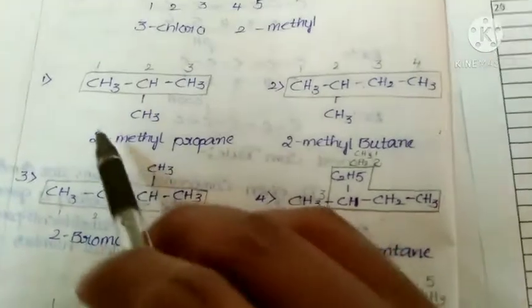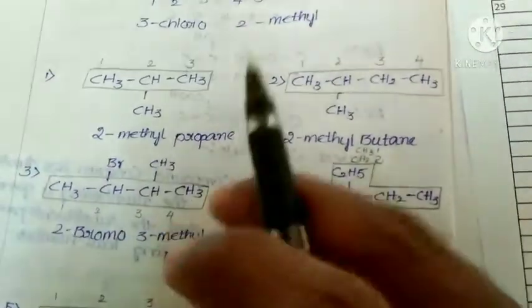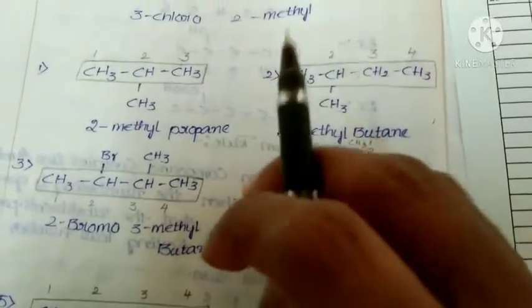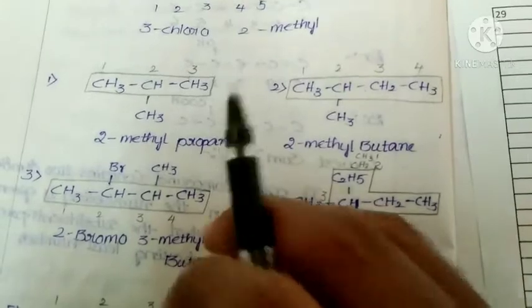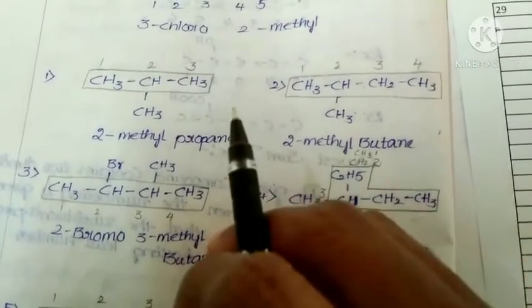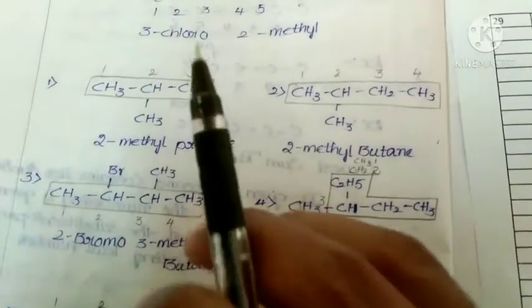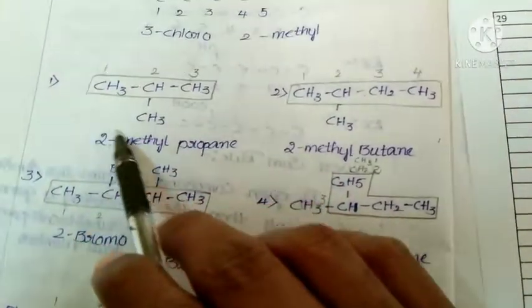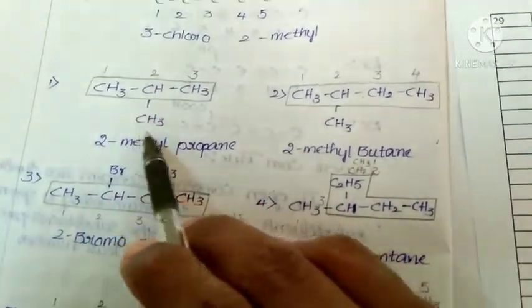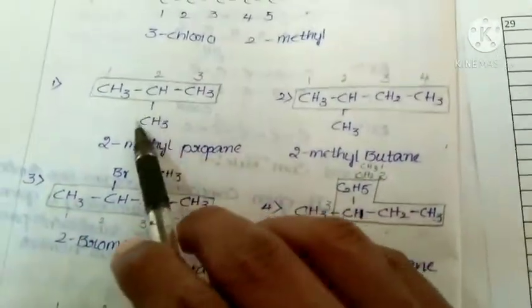After selecting the straight chain, you have to give numbers. Before giving numbers, we should see whether the organic compound contains substituents or functional groups. We should check that point before giving numbers. Here in this organic compound, only CH3 is present. This is not a functional group. This is a substituent. So a substituent is present.